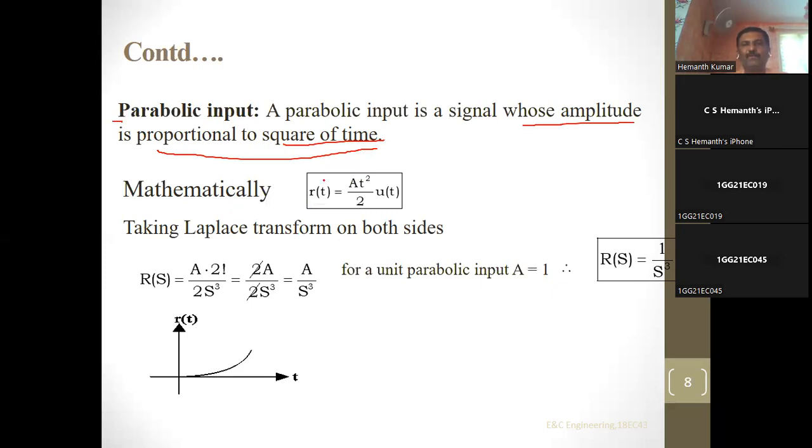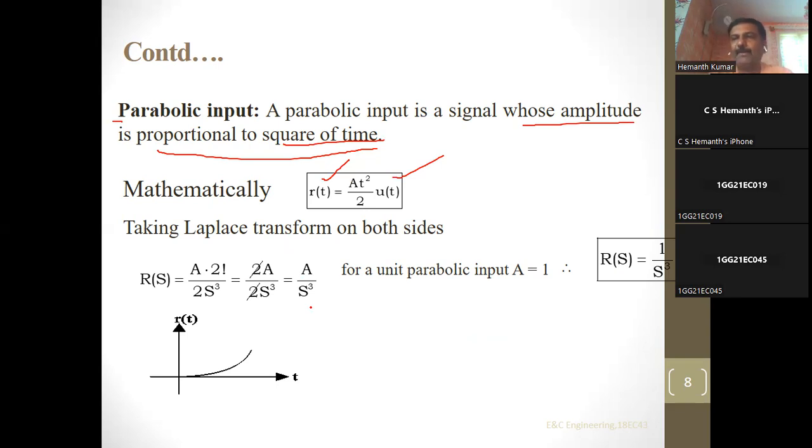Now, how about the mathematical expression for this parabolic input? R of t is equal to A into t square by 2 into u of t. Parabolic input is second order, whereas ramp input is first order. Now, if I try to take the Laplace of this, what do I get? R of s is equal to A divided by s.